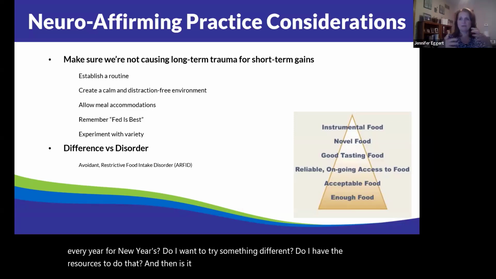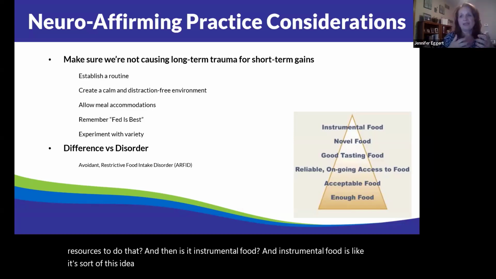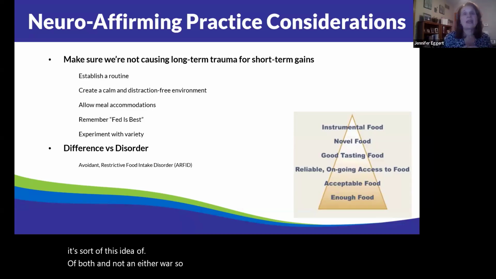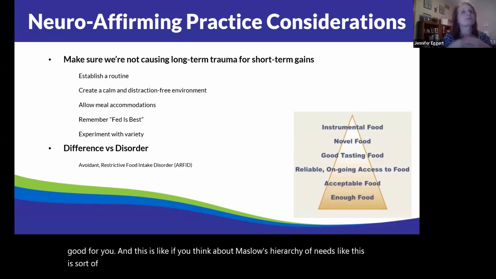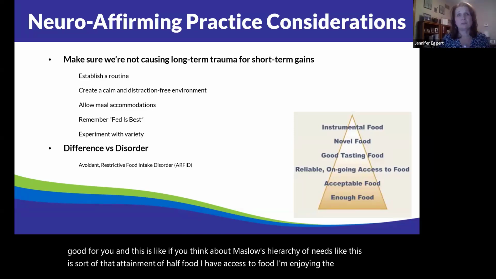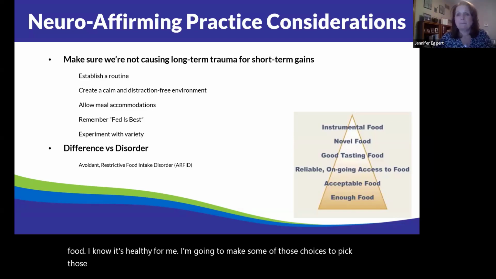And instrumental food is sort of this idea of a both and, not an either or. So you eat food you enjoy and you consider it to be good for you. If you think about Maslow's hierarchy of needs, this is sort of that attainment of: I have food, I have access to food, I'm enjoying the food, I know it's healthy for me, I'm going to make some of those choices to pick those healthier foods.